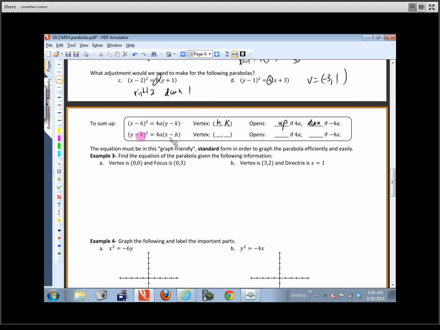Again, notice which one's squared. Find the number with the x, that's an h. Find the number with the y, that's a k. So the vertex is still at (h, k). It would open which way if it's a positive 4a? It would open to the right. If it's a positive 4a, it would open to the right, and to the left if it's a negative 4a.